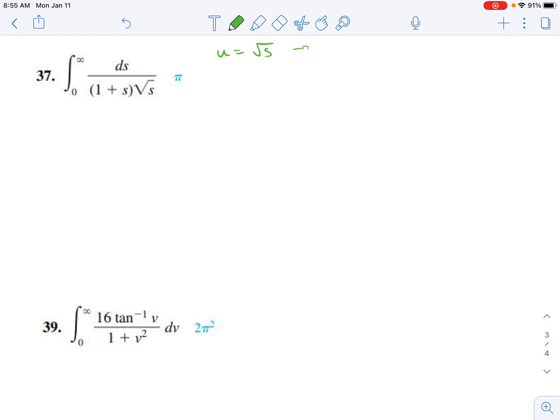Which of course would imply that u is just equal to s to the 1/2, and of course that means du is 1/2 s to the negative 1/2 ds. And so I look at that, and that means that if I multiply through by 2, that 2 du is equal to 1 over the square root of s ds. And I have right here 1 over the square root of s ds. So that is this. So I'm going to plug in 2 du for that.